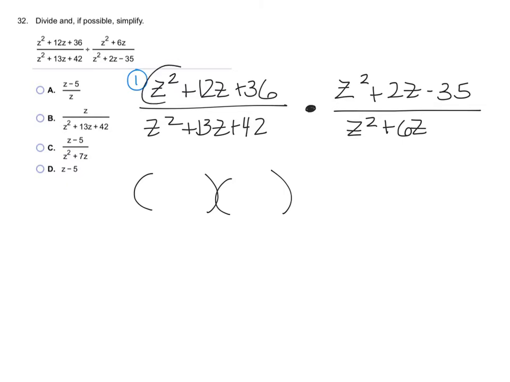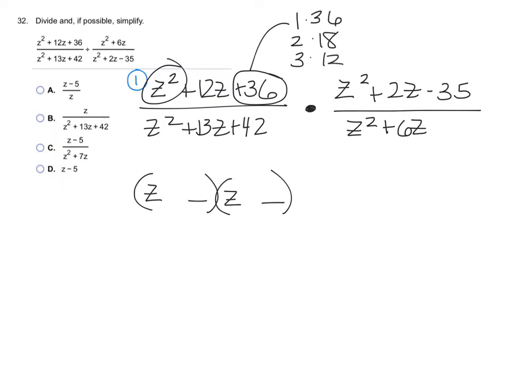To do that, you first look at the first term, which is z squared. I know that z times z gives me z squared, so that will go in the first position of my parentheses. Now to find the value in the second position of the parentheses, you look at the last term, which is a positive 36. And we're going to list the factors of 36. We have 1 times 36, 2 times 18, 3 times 12, 4 times 9, and 6 times 6.